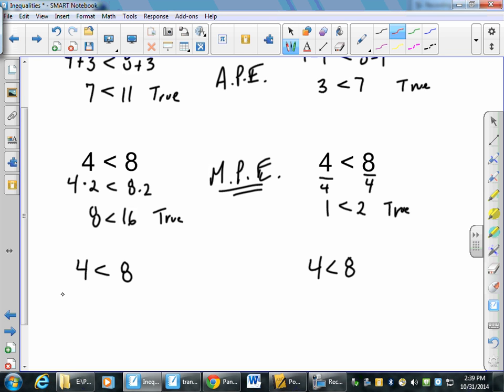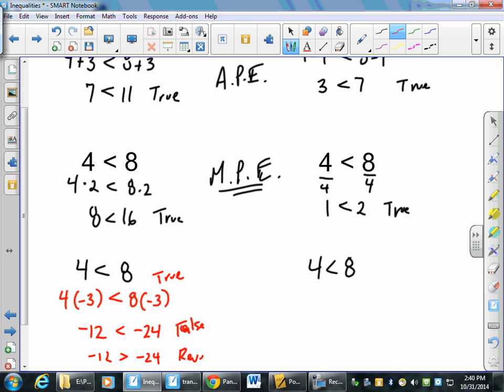So let's multiply 4 times negative 3 and 8 times negative 3. Well, we get negative 12 is less than negative 24. So we went from a true inequality to an inequality that is false. Negative 12 is not less than negative 24. Negative 12 is greater than negative 24. So in order to make this inequality true, we have to reverse the symbol.